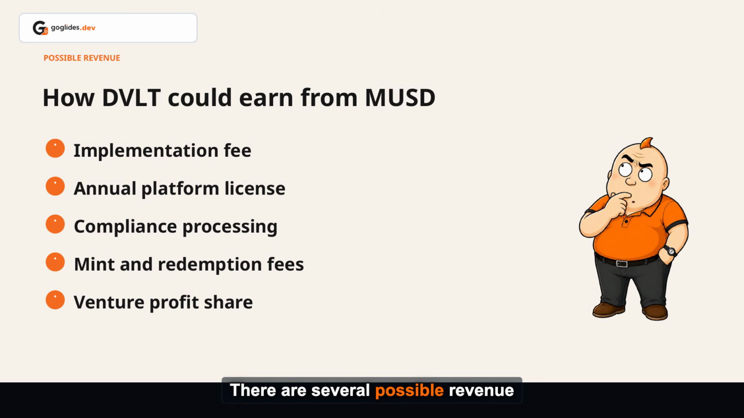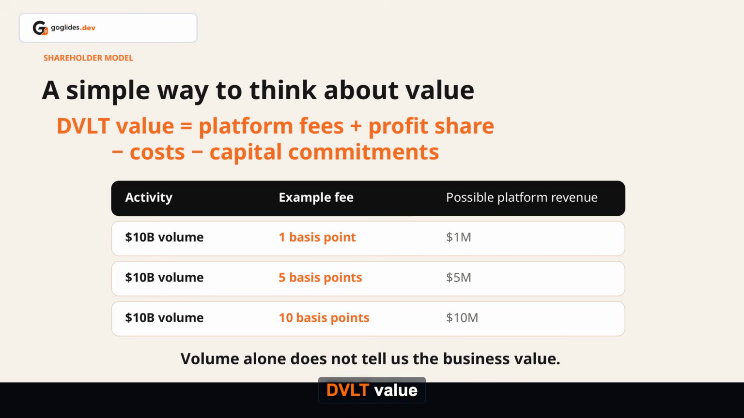There are several possible revenue streams. DVLT could receive an initial implementation fee. It could charge an annual software licensing fee. It could charge for institutional integrations and compliance processing. It could receive a fee whenever MUSD is issued or redeemed. And as a founding venture member, it may receive a share of Mandela Digital's profits. A simple way to think about it is DVLT value equals platform fees plus venture profit share minus operating costs and capital commitments. Transaction volume alone does not tell us enough.